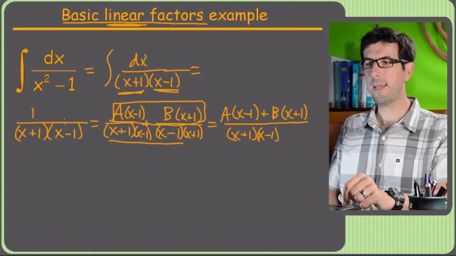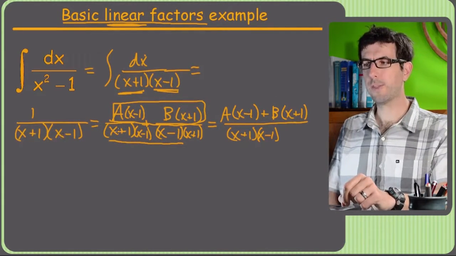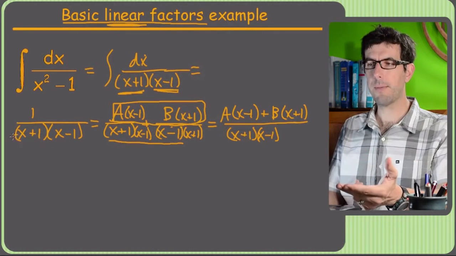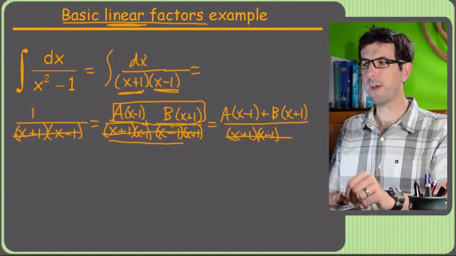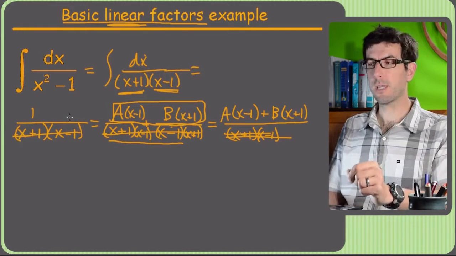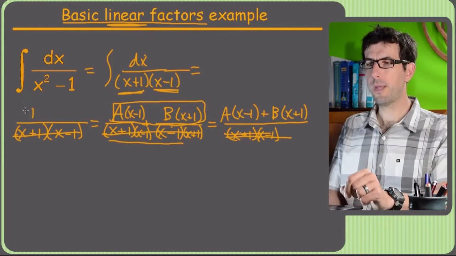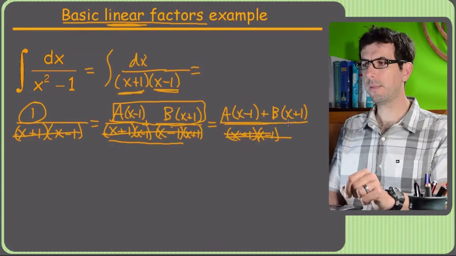Alright, so now at this point, everything's over a common denominator, so if I just multiply this equation by the common denominator, everything cancels out, and that's fine, so I'll just cross it out. From now on, we're just going to be working with the numerators. So at this point, I've got that 1 equals this stuff right here.